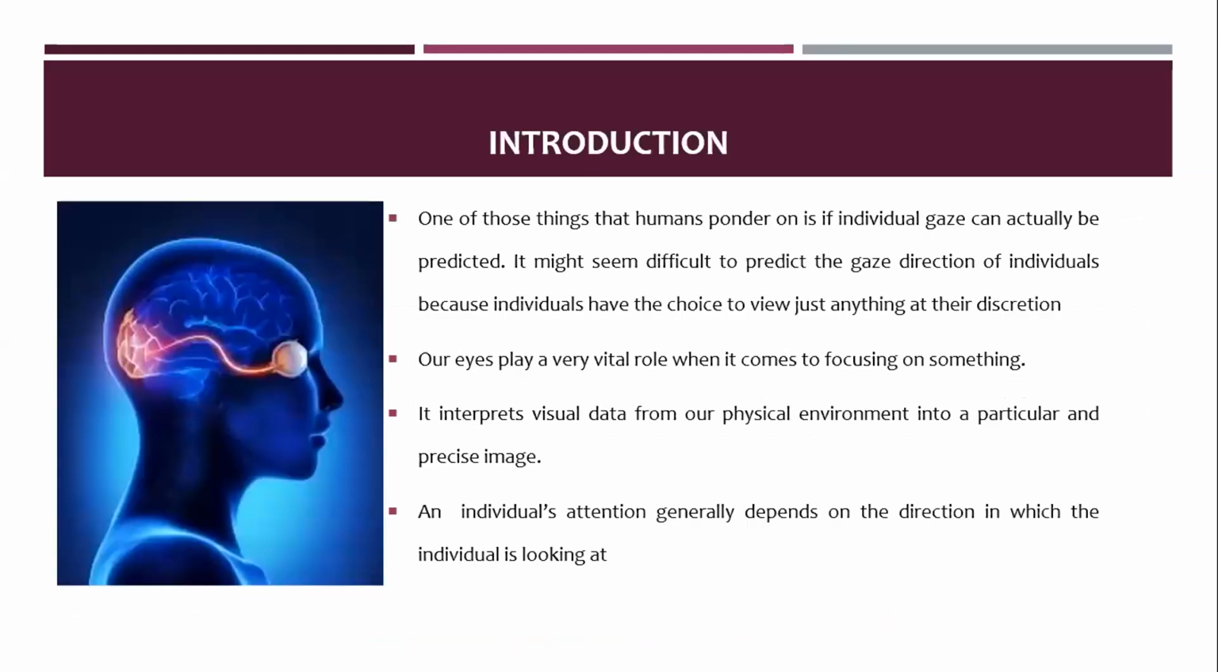One of those things humans actually ponder on is whether individual gaze can actually be predicted. But yes, this is very possible because our eyes play a very important role when it comes to focusing on something. For us as humans, it interprets our physical environment to the brain, and most times the direction in which an individual is looking depends on the individual's focus.